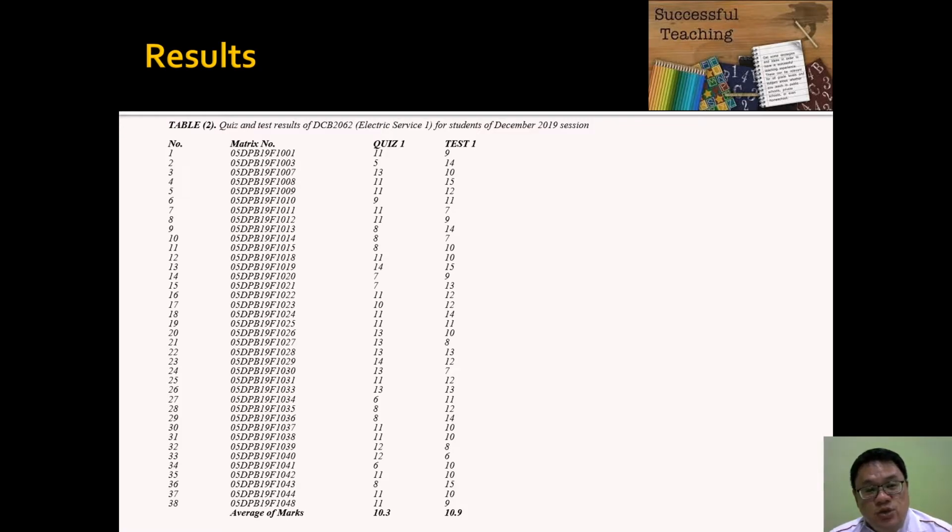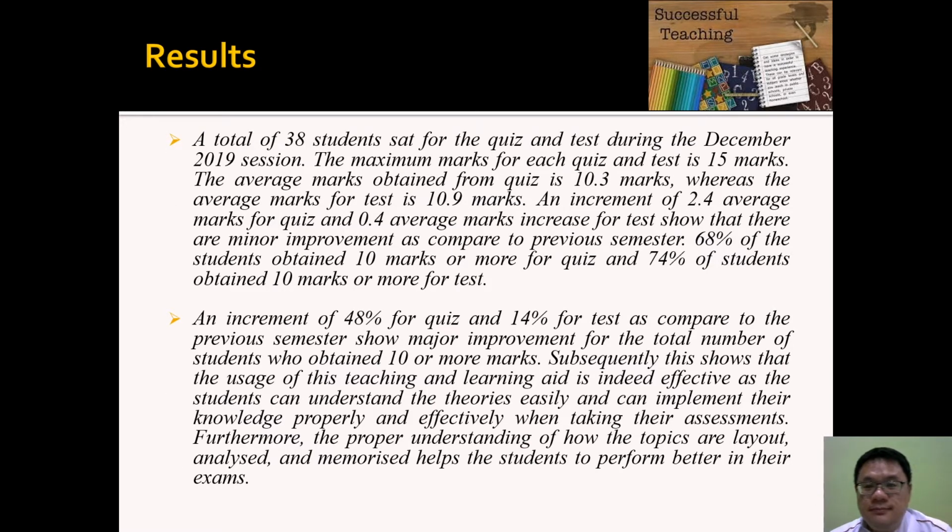Table 2 is for the students who sat for the quiz and test in the December 2019 session. There are a total of 38 of them. The average mark for the quiz is 10.3 and for the test is 10.9. Same as the previous one, the maximum marks for the quiz and test are 15 marks.